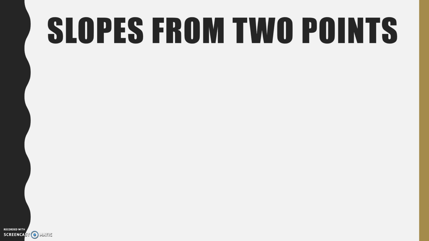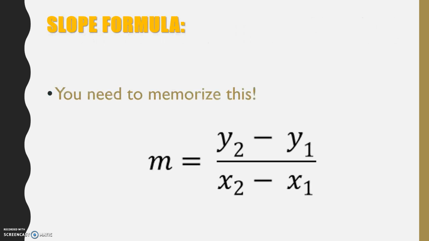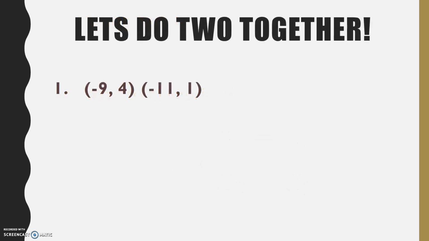Last thing we want to do is slope from 2 points. We have a formula that we're going to use. It's y2 minus y1 over x2 minus x1. This needs to be memorized. It will not be given to you. So let's do an example with that, keeping in mind the slope formula here.